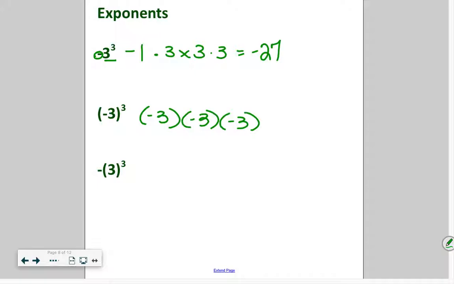What is -3 times -3? +9. Now take that +9 times the -3, and you're going to get -27. In this case, if we would have had an even exponent, we would have had a positive answer now.